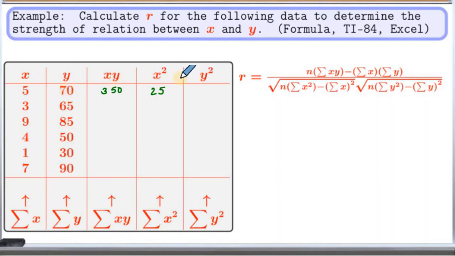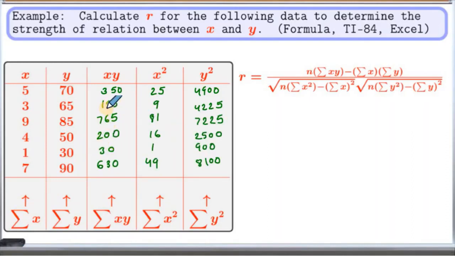Our y is 70, so our y squared is 4900. For the next row, our xy is 3 times 65, which is 195. And for x squared, which is 3, we have 9. And for y squared, our y is 65, our y squared is 4225.